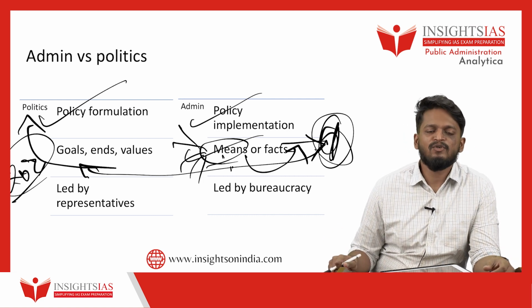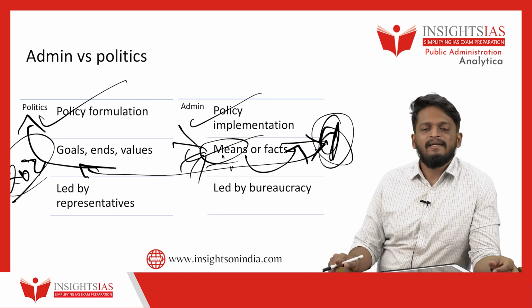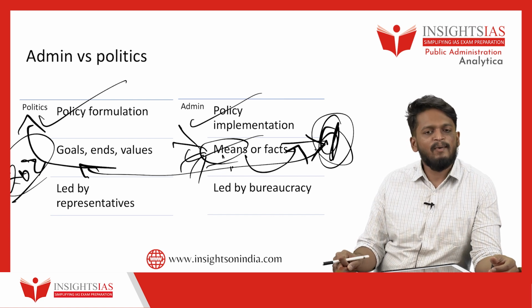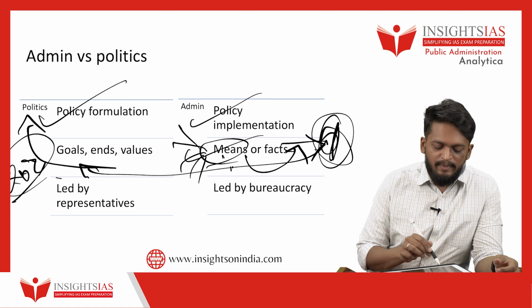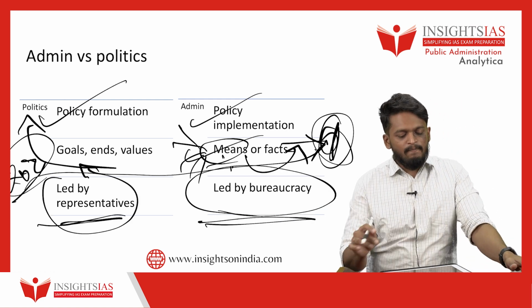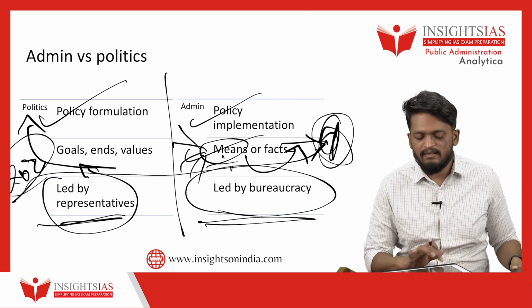Awas Yojana, we want to build so many crore houses by this year. Say SDGs 2030, who decided it? Politically, we decided this is what is good. And after that, administration thinks about how to do it, how to go about it. So that is the difference. So politics is led by people's representatives, whereas administration is led by bureaucracy. So basically these differences were there in Wilson's mind, and this is what we are writing as the first part.